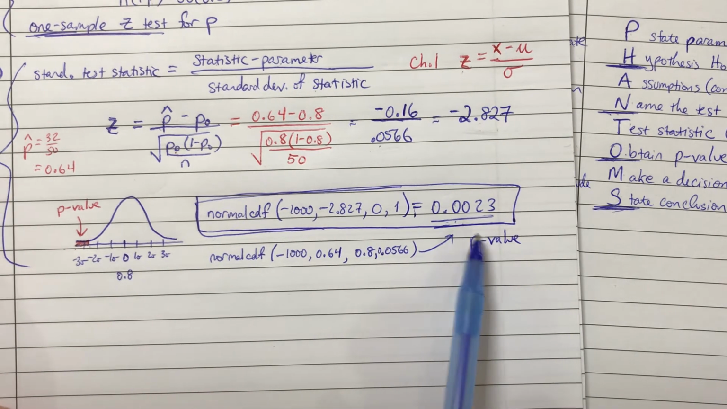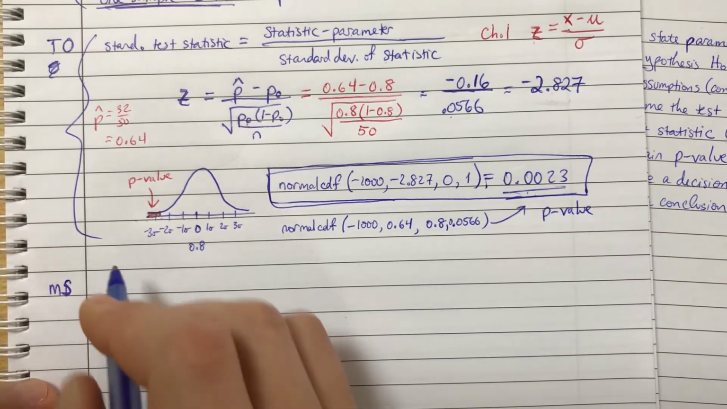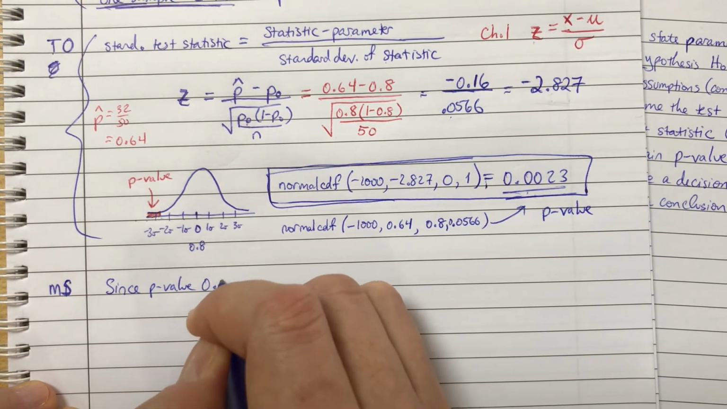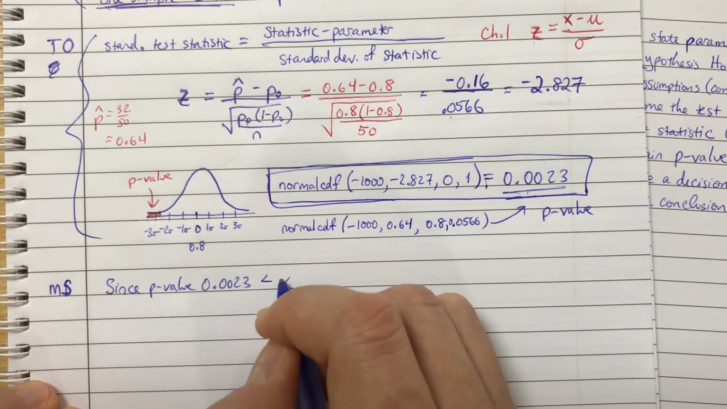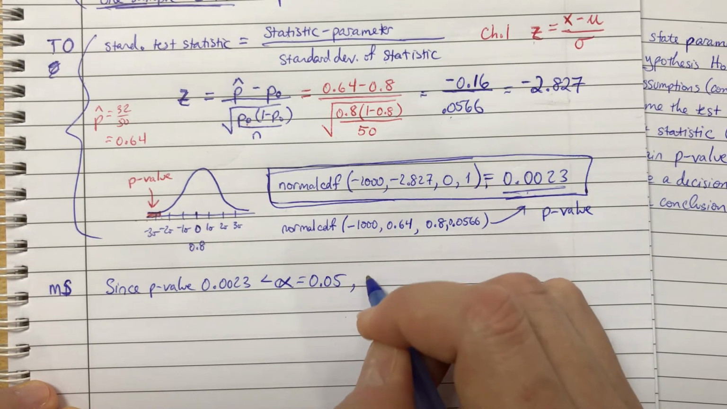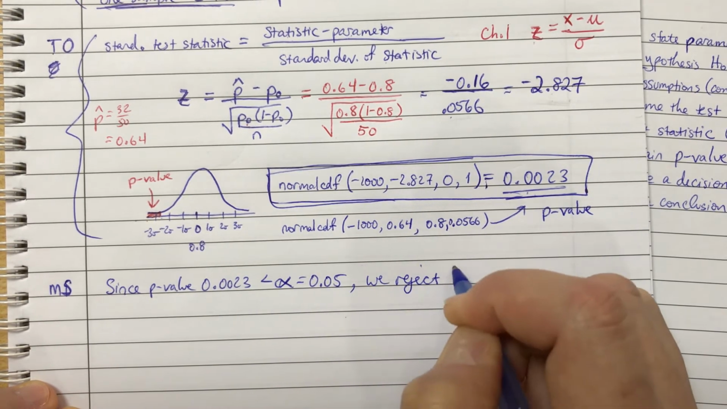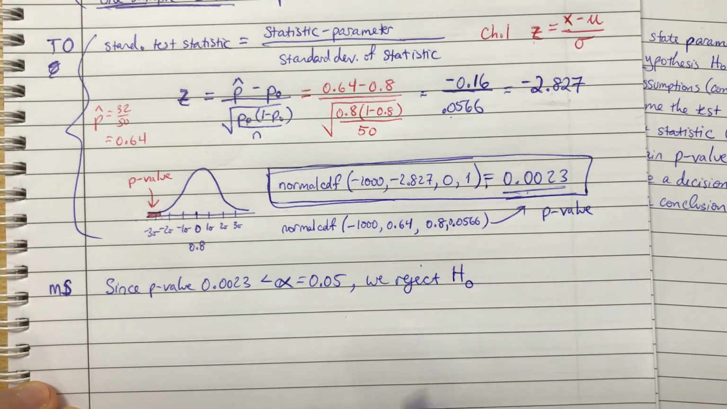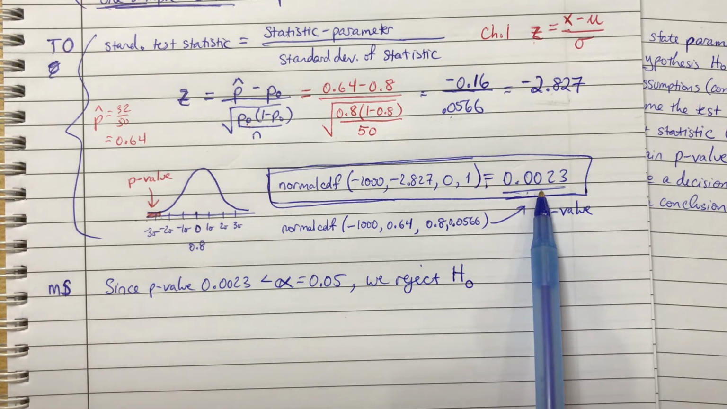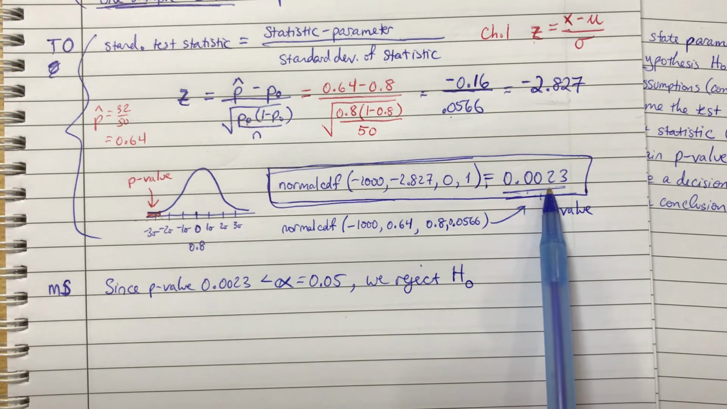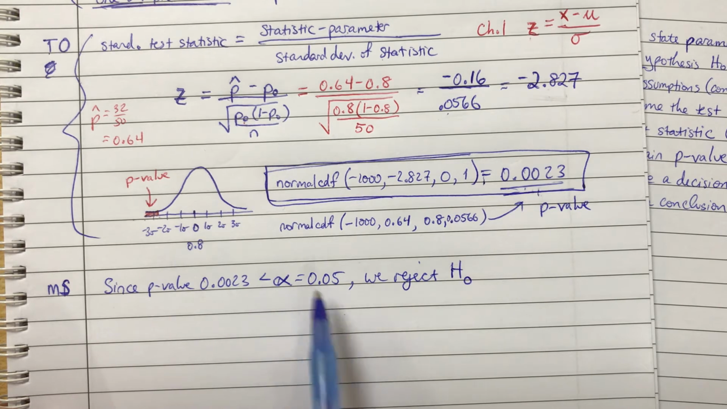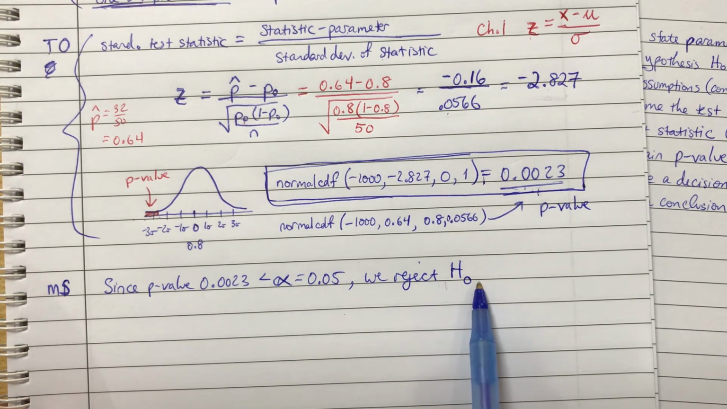So what that tells us, that p-value is so low, since the p-value of 0.0023 is less than our alpha, our significance level of 0.05, we reject H naught. The odds of this happening by chance, if the true proportion is 0.8, is so low. It's close to zero, okay? So in that case, because our p-value is less than alpha, we reject the null hypothesis.